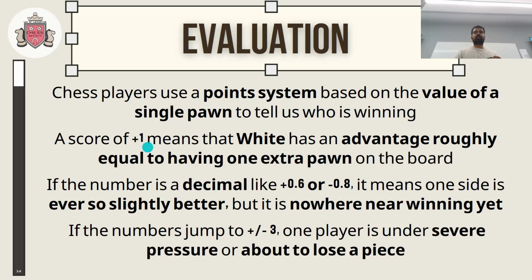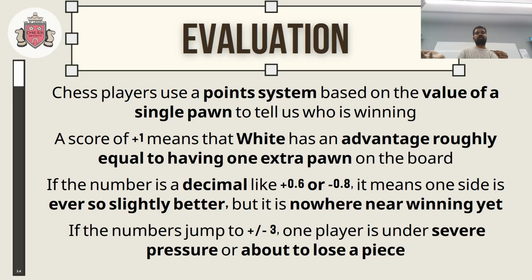A score of +1 means that white has about an extra pawn on the board. It doesn't mean they actually have an extra pawn, it just means they have a position that's equal to having an extra pawn. If the numbers are decimal, something like +0.6 or +0.8, that means one of the sides has a little bit of an advantage, ever so slightly better, but they're nowhere near winning yet. It's not an incredible advantage.